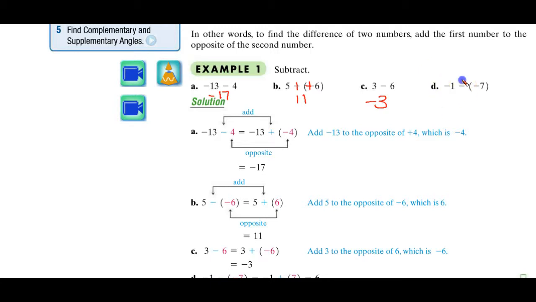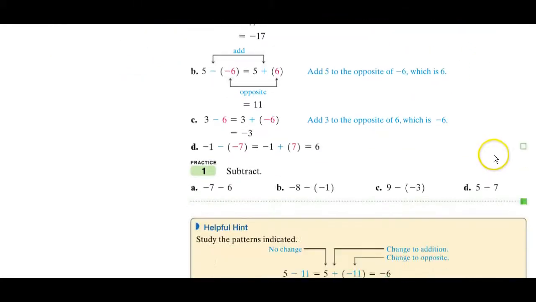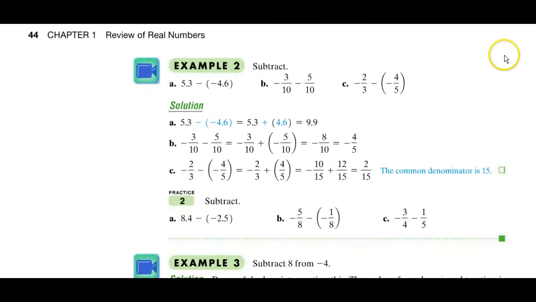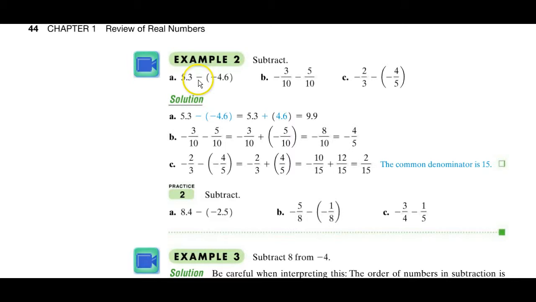Here again, the opposite of a negative makes it a positive. So this becomes a positive 6. And the work is all there. So we are subtracting. Again, the two negative signs make that a positive. Here we're just going to combine our numerators. They're both negative. So that will be a negative 8 over 10, which reduces to a negative 4/5.